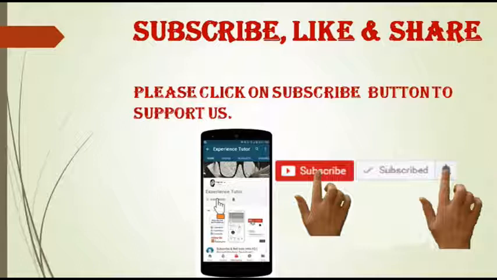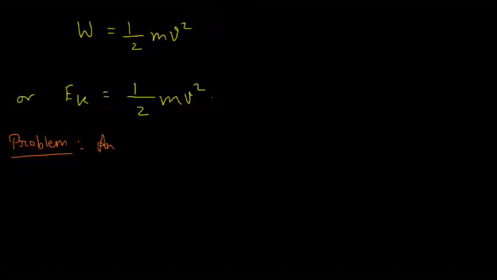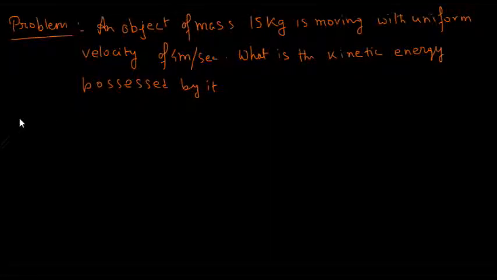Let us begin the lesson. So the problem is an object of mass 15 kg is moving with uniform velocity of 4 meter per second. What is the kinetic energy possessed by it? So the solution is simple. Let us see.